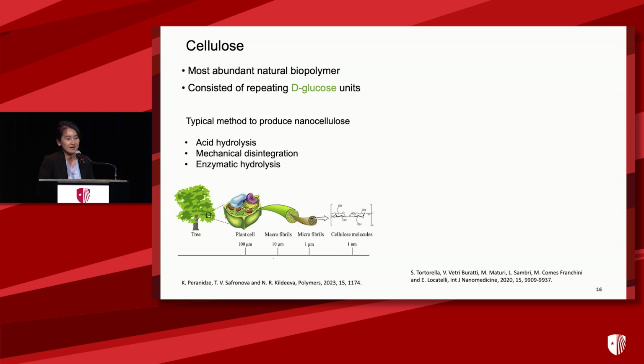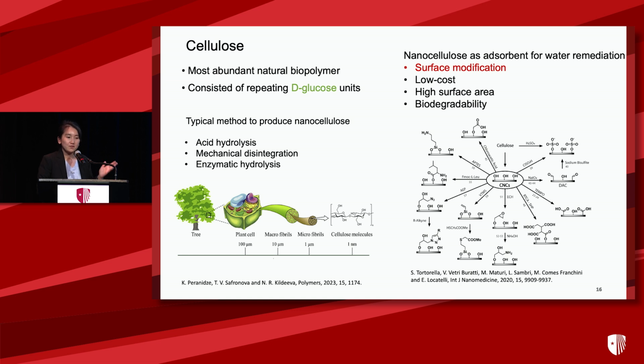As some of you might know, cellulose is the most abundant natural biopolymer on the planet. It consists of repetitive glucose units, and this material is abundant in plants. It can be extracted by chemical and biological methods. The advantage of this cellulose adsorbent is that it can easily be surface modified with different charges and functional groups. It is also low cost, has a higher surface area, and is biodegradable, so it is an environmentally friendly material.